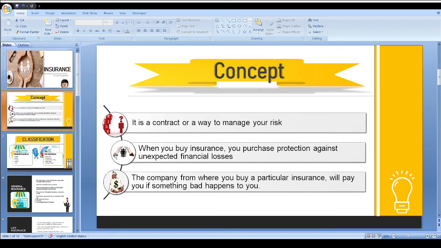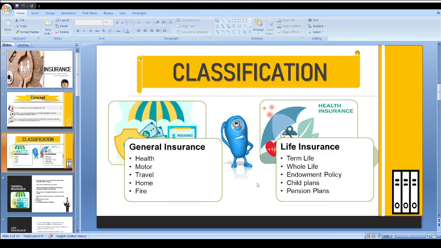Now we are moving ahead with the classification of insurance. So when we talk about the classification of insurance, basically it can be categorized into two categories. One is general insurance, another is life insurance. General insurance includes insurance that is not related to human life. Except human life, whatever other things or risks are covered come under general insurance.